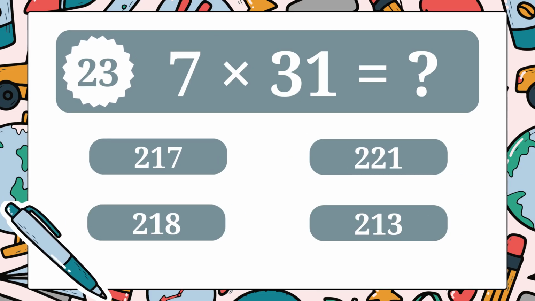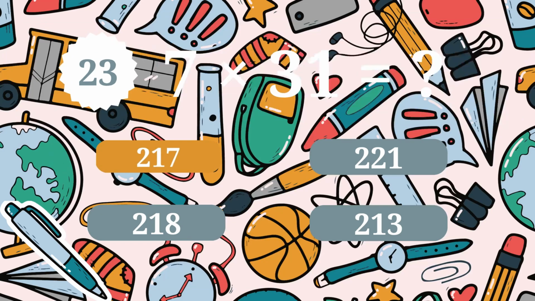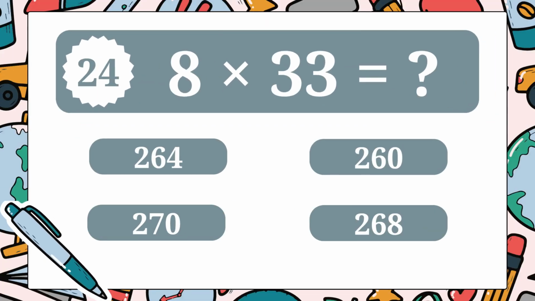Question 23. What is 7 times 31? 217. Question 24. What is 8 times 33? 264.